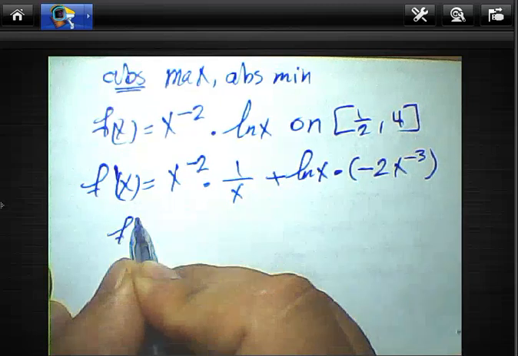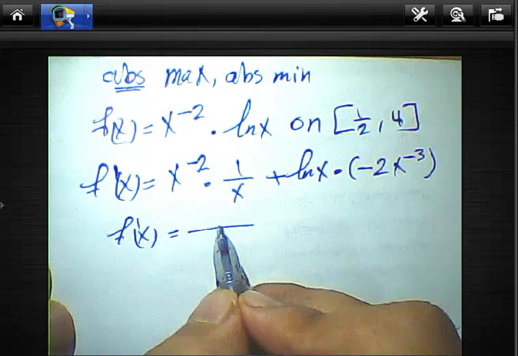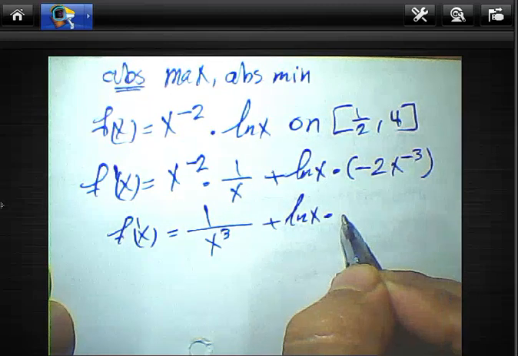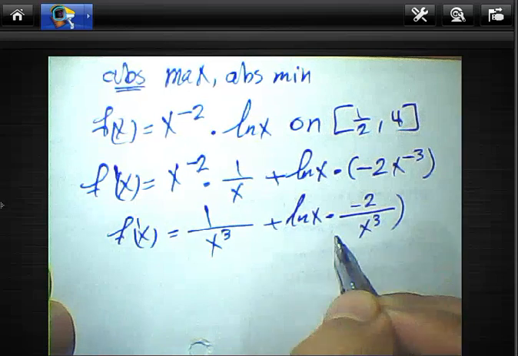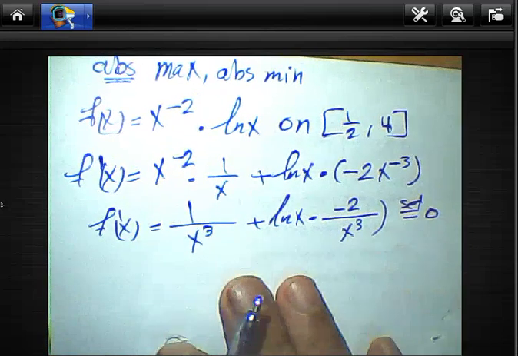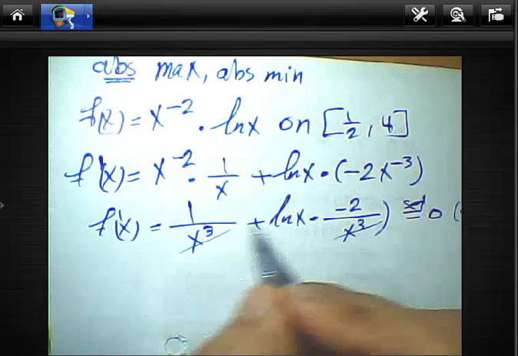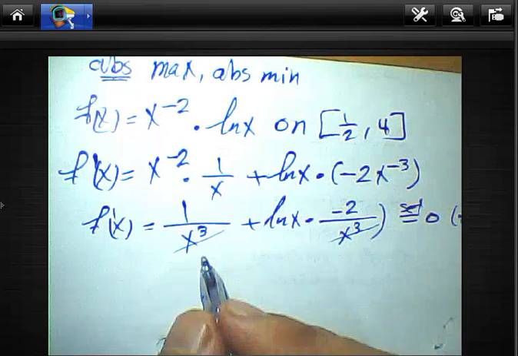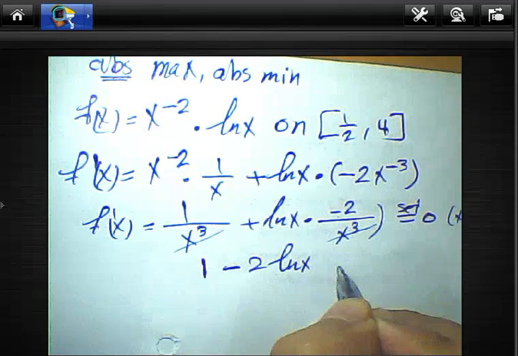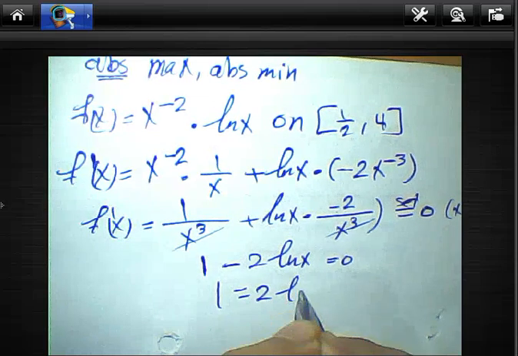We know f prime of x equals what? We know 1 over x squared means x to the power negative 2, so the result will be 1 over x cubed plus ln of x multiplied by negative 2 over x cubed. We can set this expression equal to 0 to find the critical number. We cancel x cubed from all the expression, so the result is 1 minus 2 ln of x equals 0, and we can move the 1 from the left-hand side to the right-hand side, so 1 equals 2 ln of x.